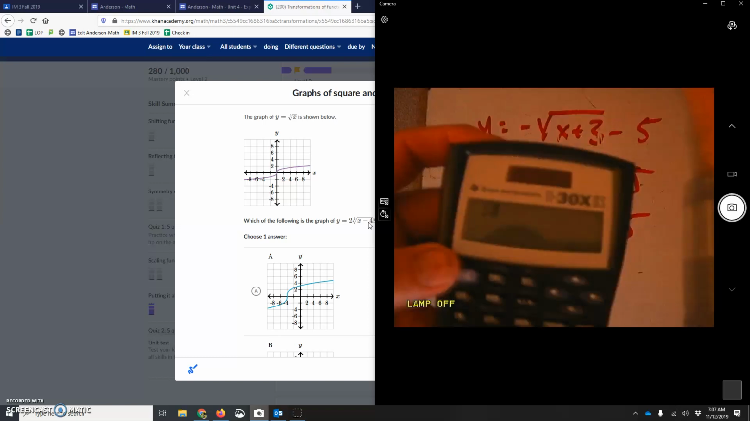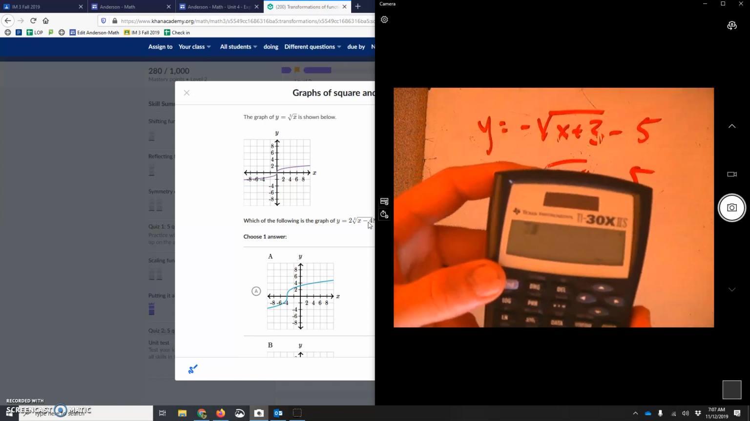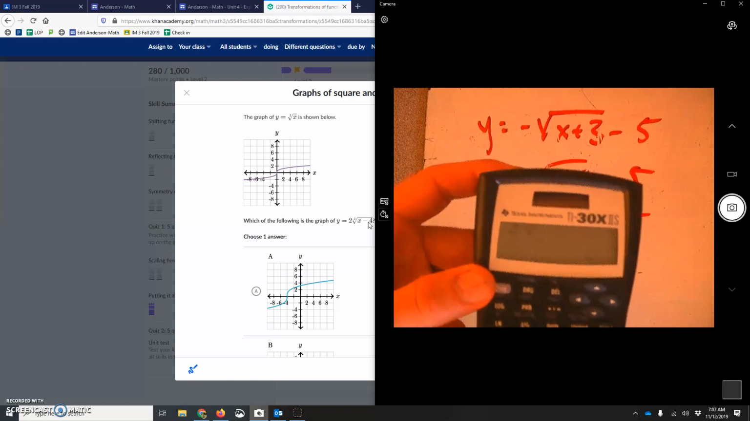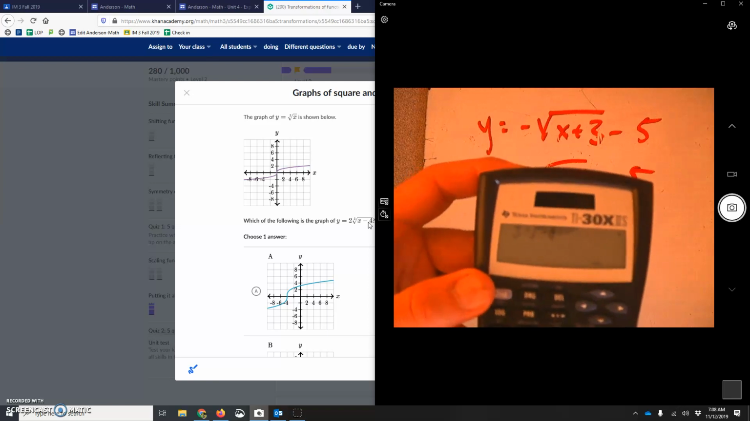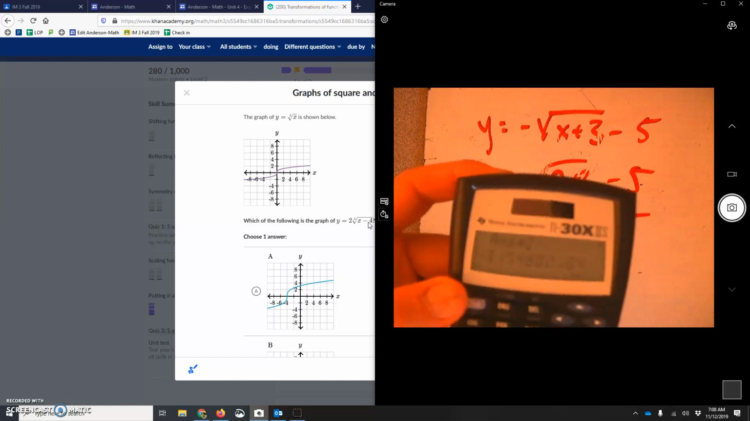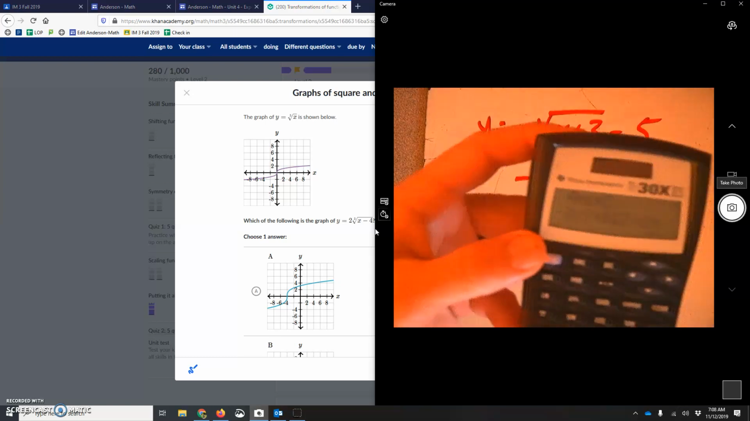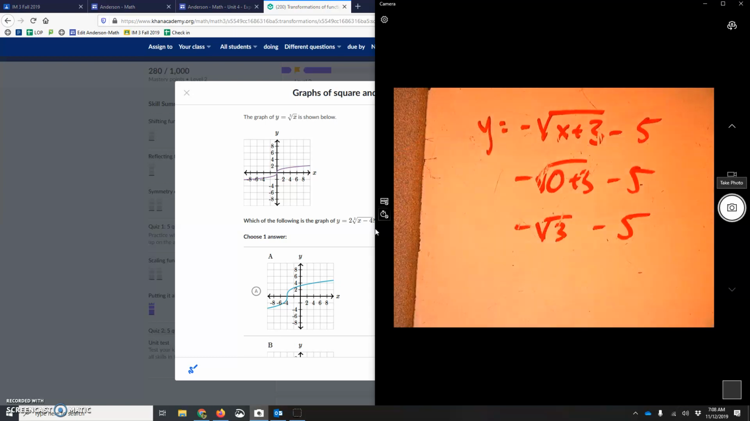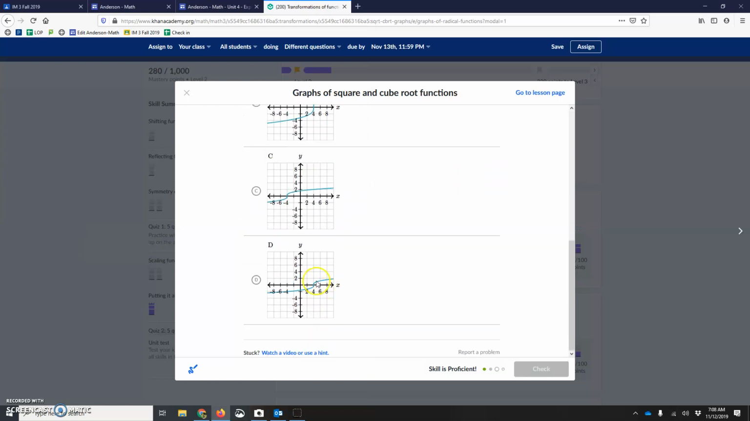Oops, that's not what I wanted. Just trying to get autofocus. All right, it's not working. There you go. So the cube root of negative 4 gives us negative 1.58. We're timesing that by 2. And then what's the rest of the equation? Oh, that's it. Okay, so our value is negative 3.17, or negative 3.2. So between negative 2 and negative 4. There it is, D.